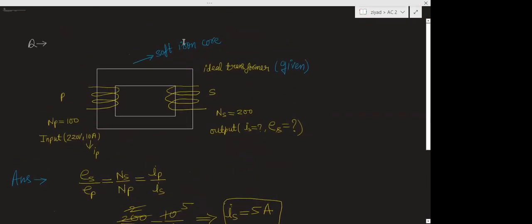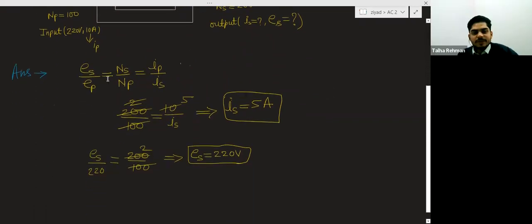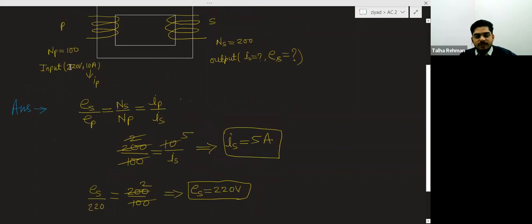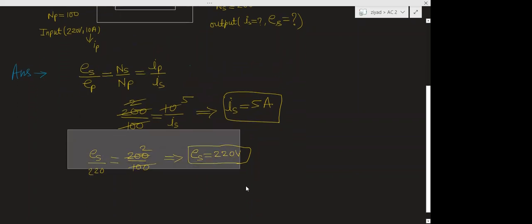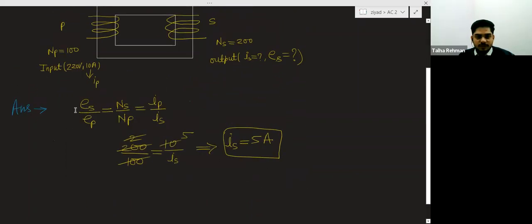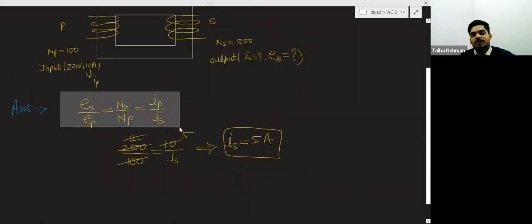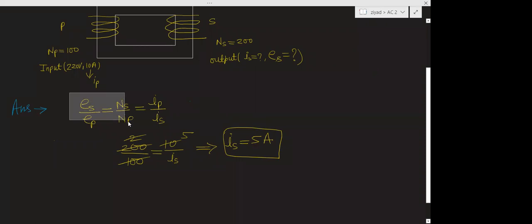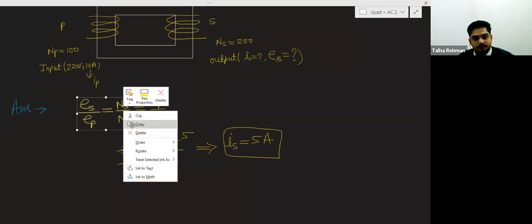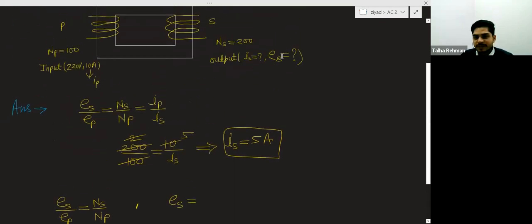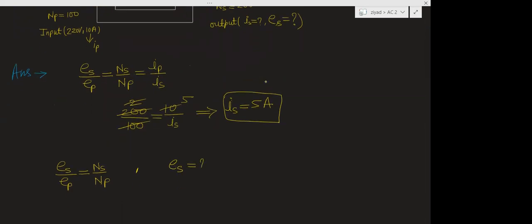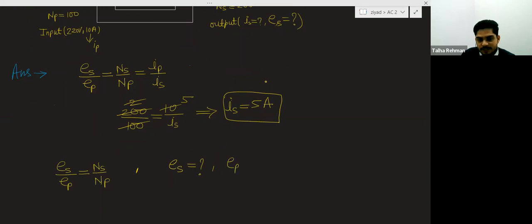Now, can you explain the second part of the answer? The second part is very easy. Basically, the secondary voltage. Can you explain that? I'm just doing it again. See, first this formula. Can I use this part of the formula? Yes, sir. Now we can use this. So tell me, what is the secondary voltage? We have to find the secondary voltage now. What is the primary voltage?